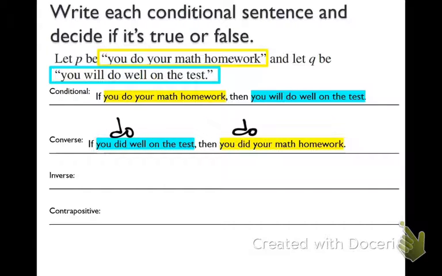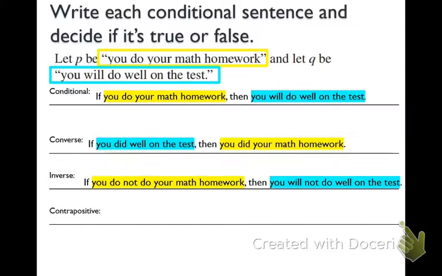The inverse, what do we do? We negate. And we're going to have the hypothesis first and the conclusion second. So if, what? You did not do your math homework, then you will not do well on the test. Good. If you do not do your math homework, then you will not do well on the test.